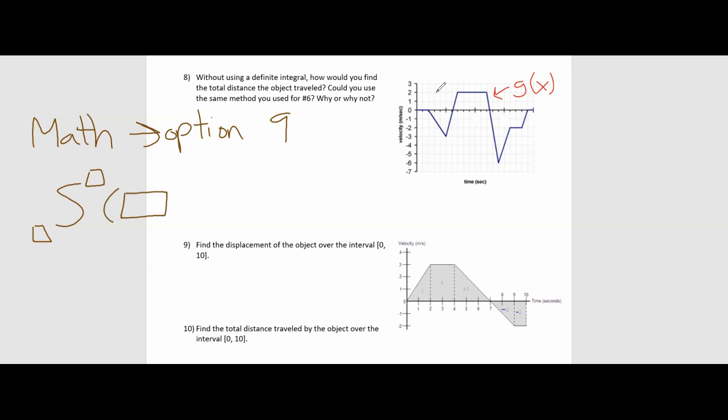If you were trying to find total distance, using a calculator, you would go to Math, and then you would go to option 9. This is if you're using a TI-84. What that's going to bring up is something that looks like this. And then you would enter in the different pieces.